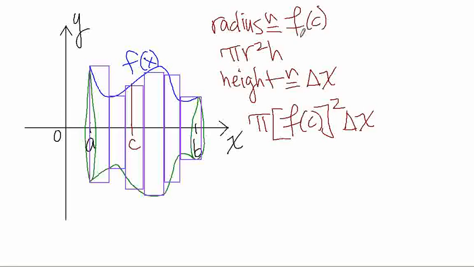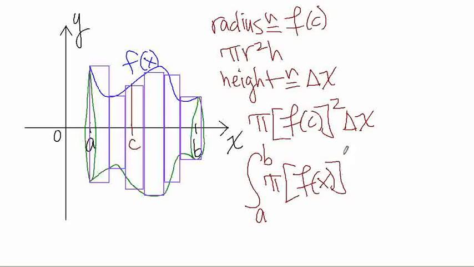So, in the limit, as we add more and more cylinders, we will have the integral from a to b of pi times f of x squared with respect to x. Okay? That's our formula for the volume of this solid of revolution. Okay? So think about why the integral that I've written there gives you the volume of that solid of revolution.